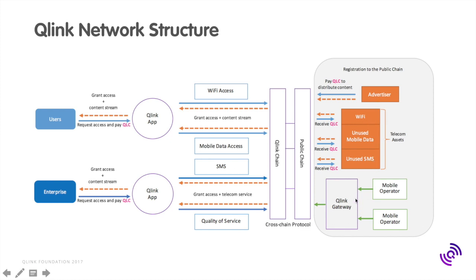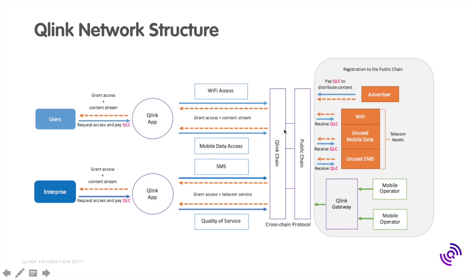Then we also have the Qlink gateway, which allows existing mobile operators to register data to the network, so they can sell their existing services into the Qlink network. The Qlink gateway will have a QLC to fiat clearance, which will allow traditional network operators to participate in the Qlink network without having to worry about accepting cryptocurrency. But all these telecom assets are registered to the public chain, as you can see here.